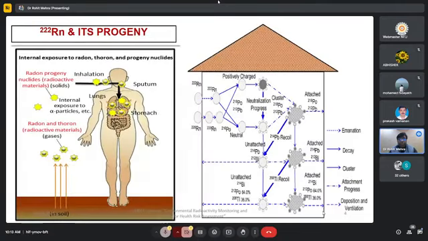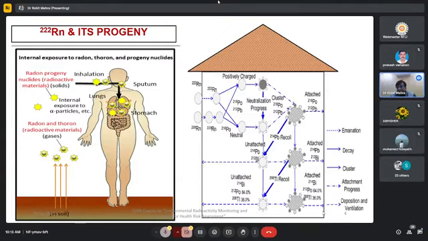Now, you have been exposed by different methods. If you are residing in a house, like there is a building which has been shown to you, then from the building materials, from the soil, from the food you take, from the water you take, every path is available for the exposure of natural radioactivity to you.